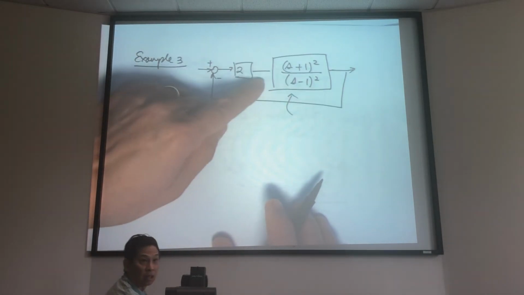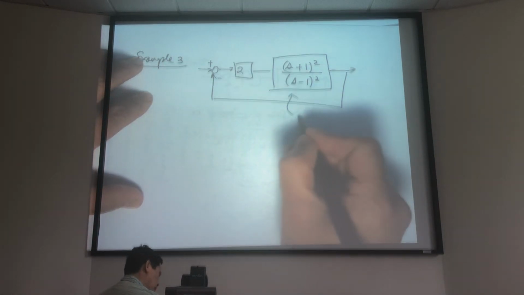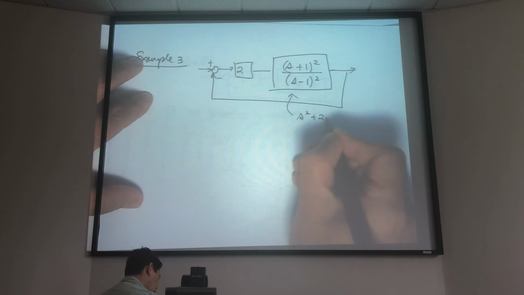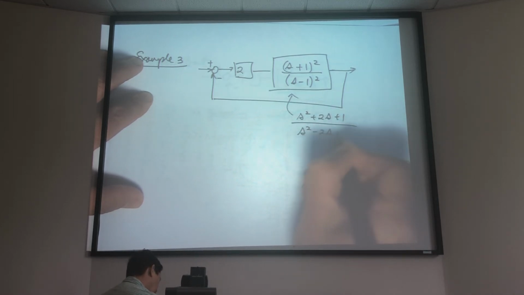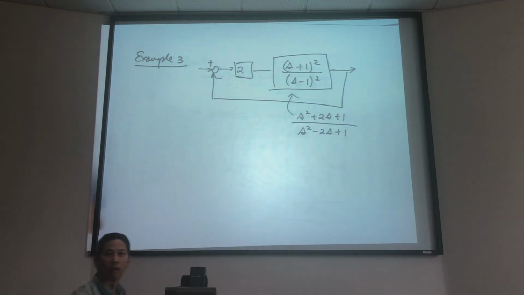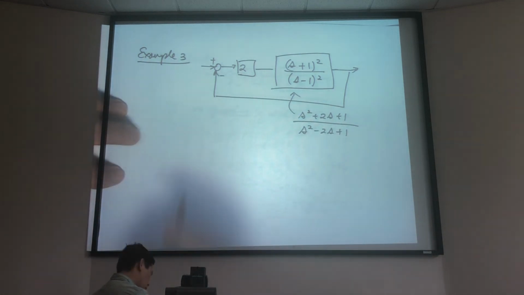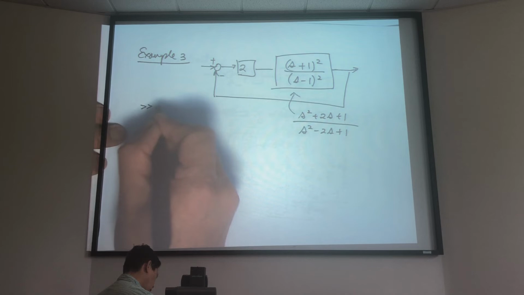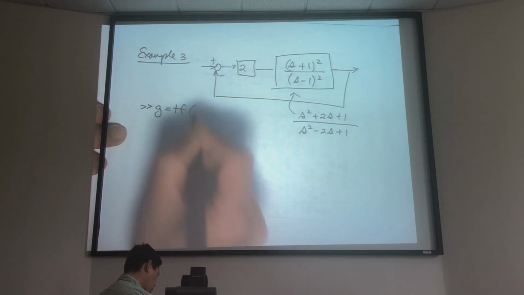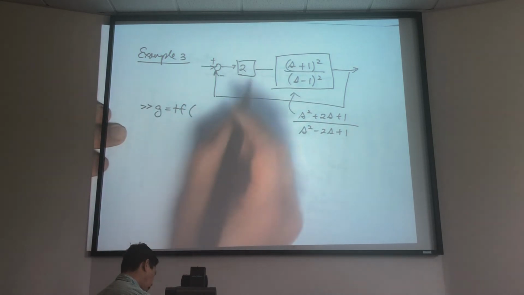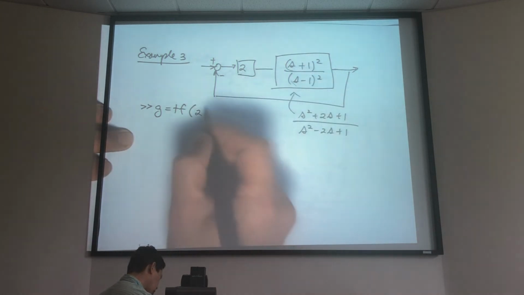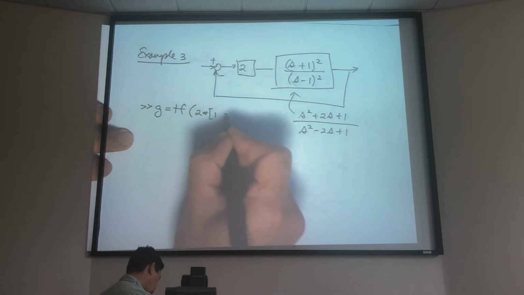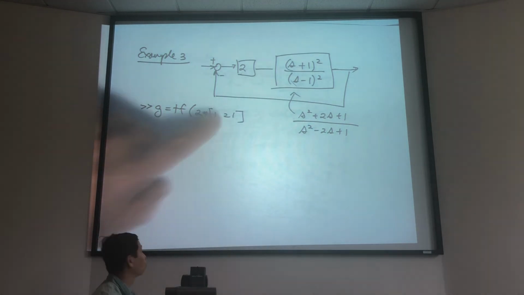This thing in the box here, the process, is the same thing as s squared plus 2s plus 1 divided by s squared minus 2s plus 1. Okay. So let's enter this model into MATLAB. G is a transfer function. I got a 2 here, so I'm going to say 2 times this. The numerator is going to be 1, 2, 1. So it's 2 times 1, 2, 1.